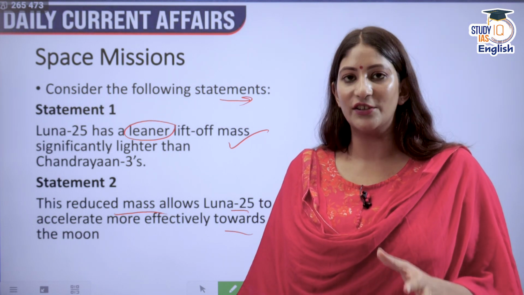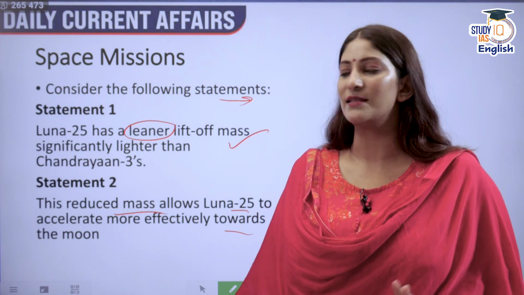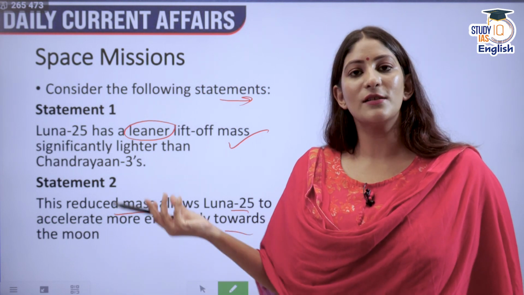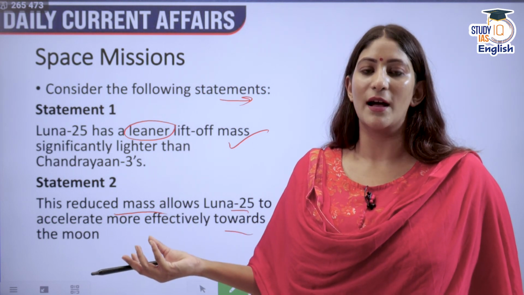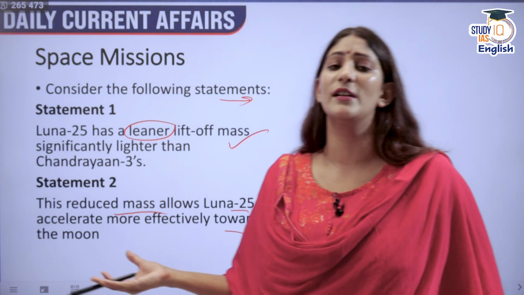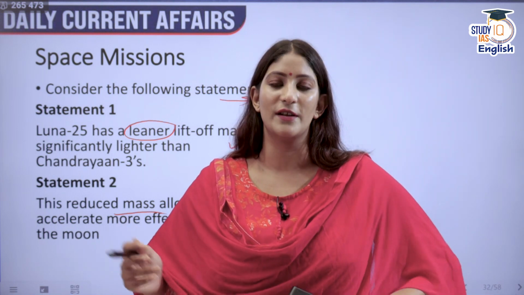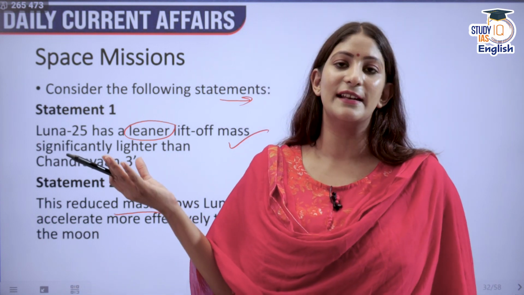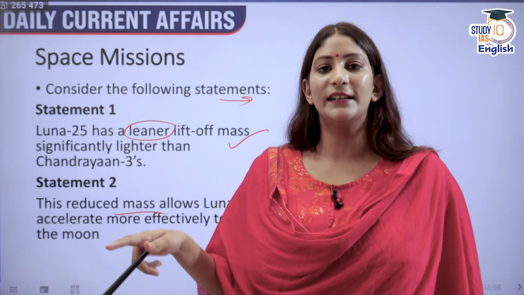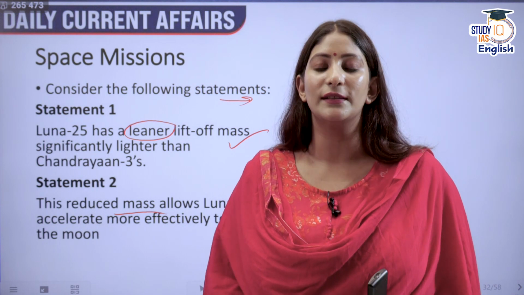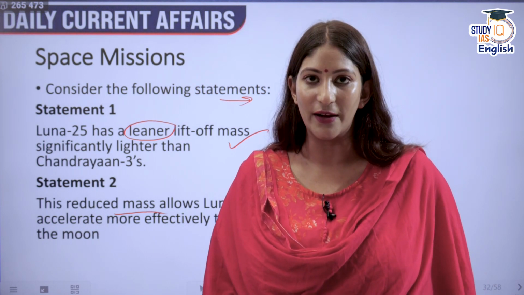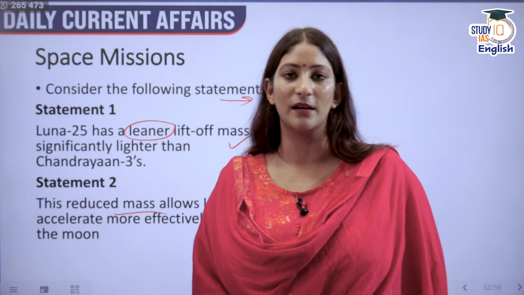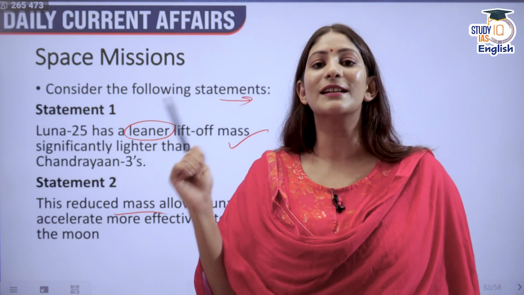This is of course attributed to the leaner mass of Luna 25, leaner liftoff mass. Because of its leaner liftoff mass and Chandrayaan's heavier liftoff mass, there is a huge difference between them. And that is why it is able to easily accelerate itself towards the moon. Other than this, the amount of fuel that is being used in Luna 25 is much more than Chandrayaan. That is why Chandrayaan 3 is very economical, because we are going in a circuitous journey.